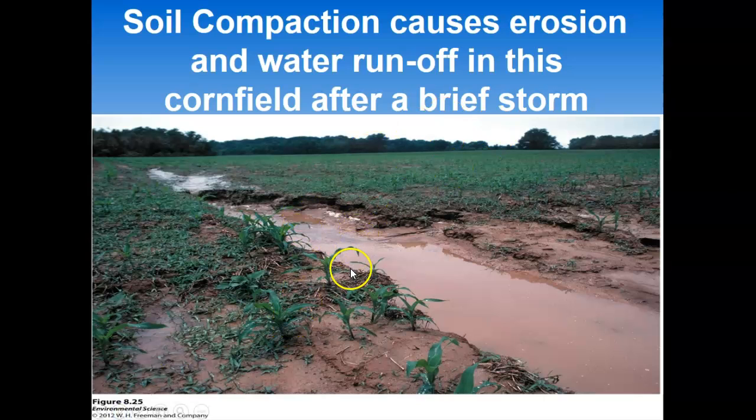It can also lead to erosion and water runoff in this cornfield, for example, after a brief rainstorm. So they had compacted this, planted the corn, and just driving over it and over it and over it, compacted it so much that when there was rain, the rain had nowhere to go, and so it ran off.